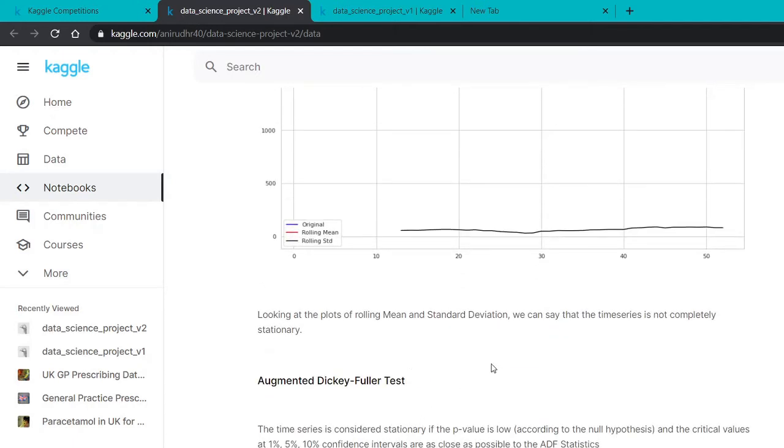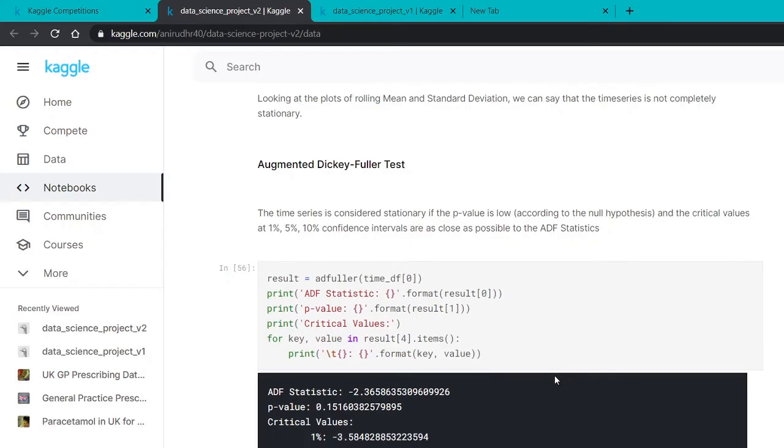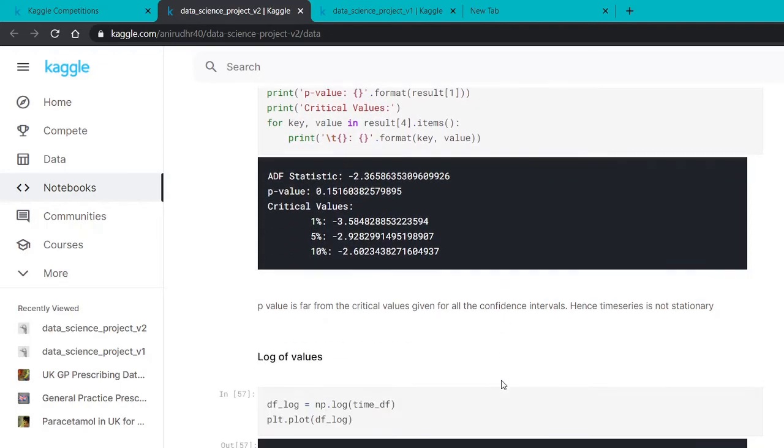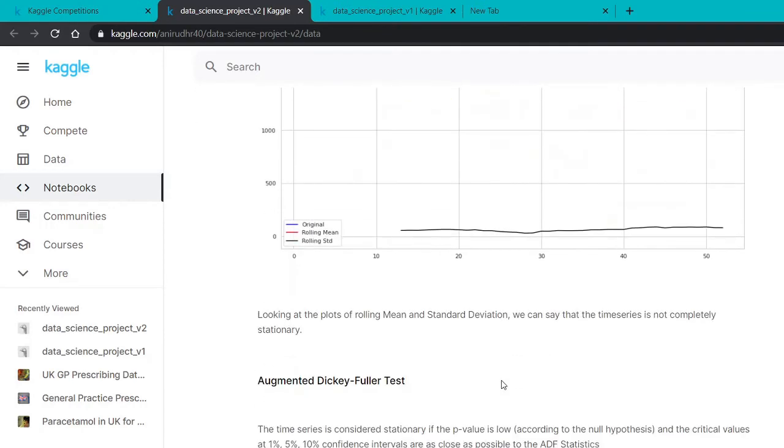So there is another test called the augmented Dickey-Fuller test. Based on the augmented Dickey-Fuller test, if the p-value is low and the test statistic is close to the critical values for the 1%, 5%, and 10% confidence intervals, then we can say that this time series data is stationary. As you can see, the p-value is way off from the critical values, and hence we can say that it is not stationary at all. So we will try to convert this into a stationary time series.